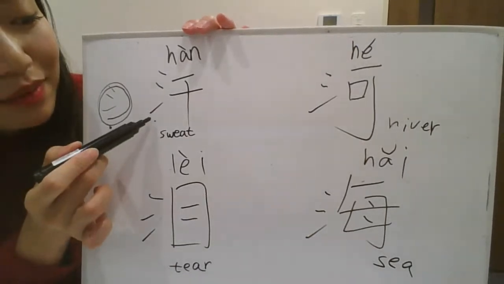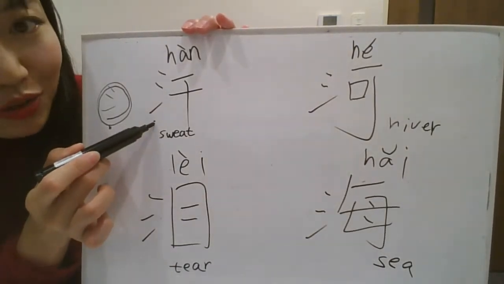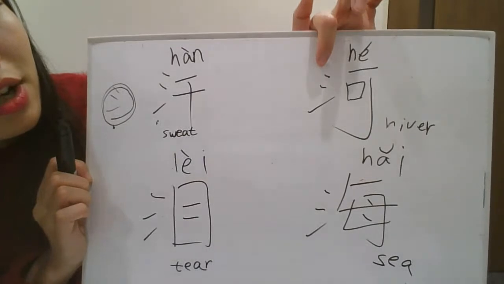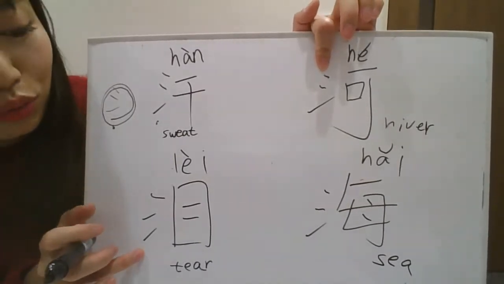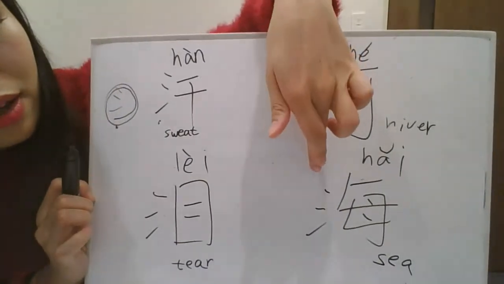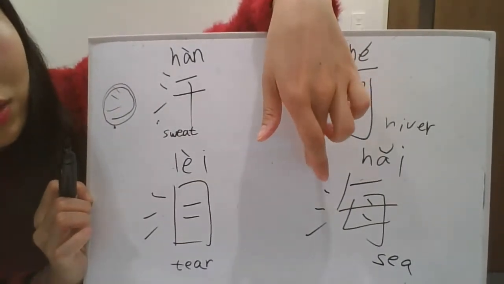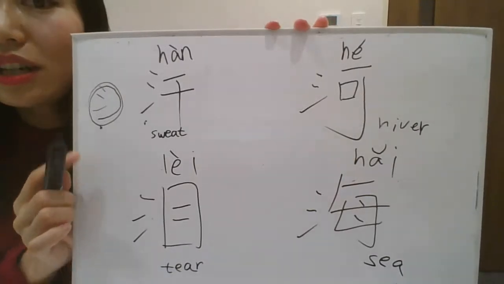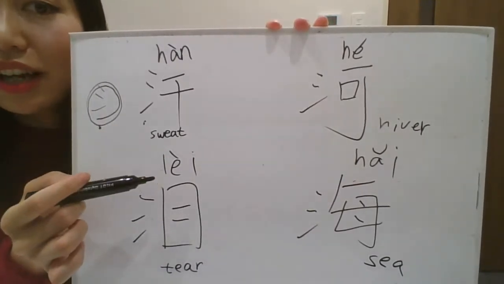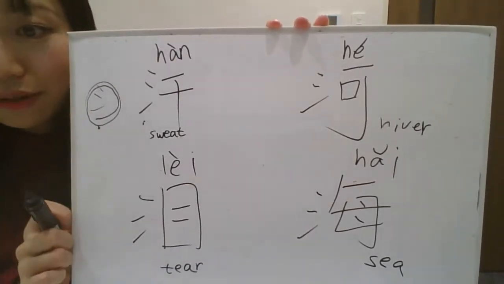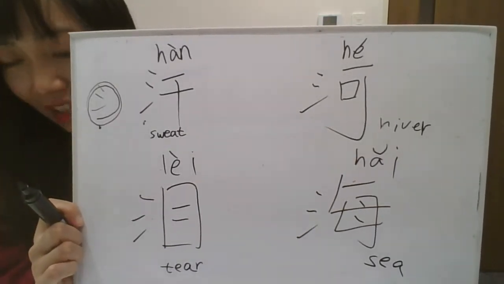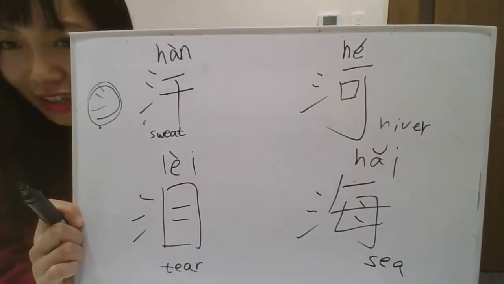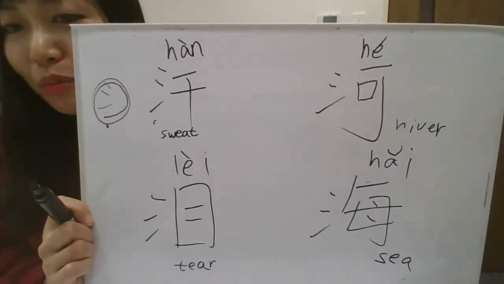So han is with the liquid, right? And the river with the water. The tear is also the water. And the sea is also the water. So basically, the characters have meaning. So that's why. Are Japanese namida and Chinese the same? Yes. But we don't use namida anymore.